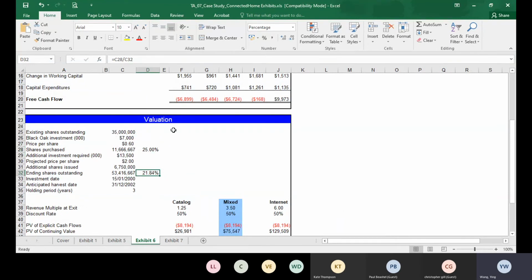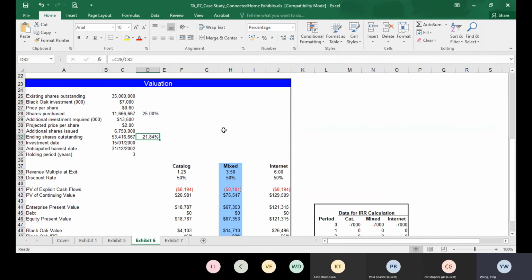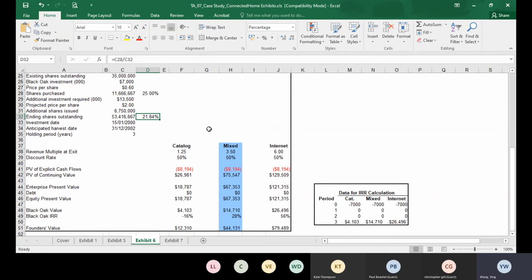With the new share price it is 21.84%. The others remain the same, only the share price for the shares venture capital purchases changes, and now they calculate it. All the others remain the same, other than the share price change, the share ownership changes. Now you see the return to venture capitalists is 28% for the mixed strategy. In other words, this mixed strategy is what Connected Home proposed, right? They want to keep their mail order and at the same time run their internet business. So there's 28%. That could keep them happy.